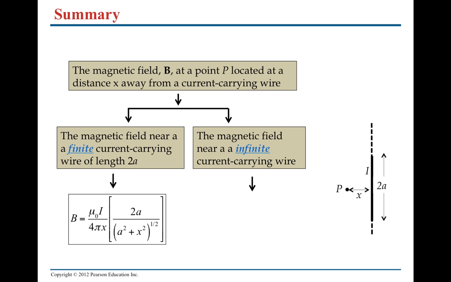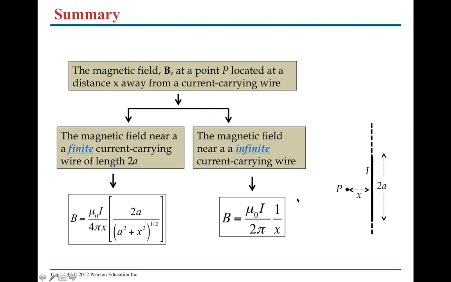summarize this. The magnetic field B at some point P located at some distance away from the wire. There are two ways. One, if the wire is finite, so it has a finite length 2a, then the magnetic field is defined this way. So you have 2a, the length of the wire, divided by half of the length of the wire, and x squared, where x is the distance from the wire.